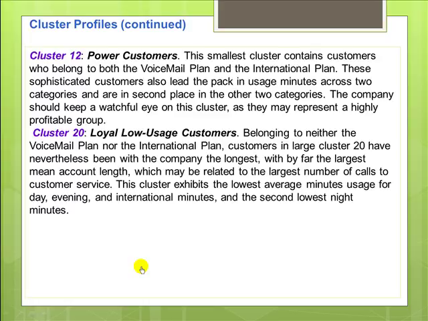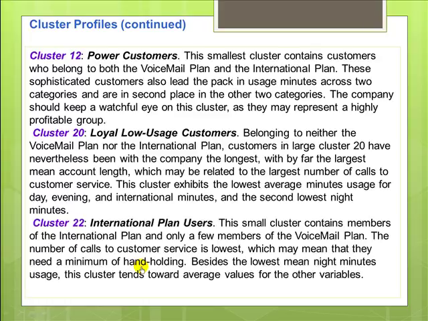With by far the largest mean account length, which may be related to the largest number of calls. So they also make a lot of calls to customer service. That's kind of strange. This cluster exhibits the lowest average minutes usage for day, evening, and international minutes, and the second lowest night minutes.